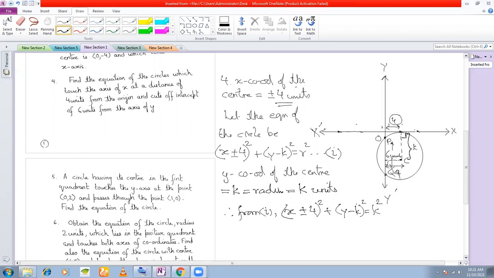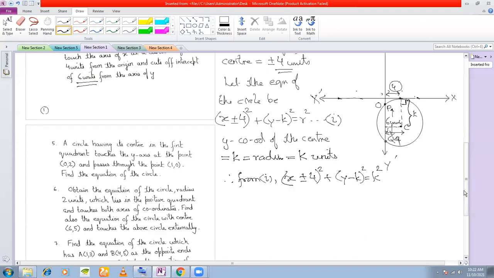Now in order to determine the value of k, we shall use the fact that it cuts off an intercept of 6 units from the axis of y. So in the axis of y, it is cutting an intercept of 6 units. And how do you get the y-intercept of a circle? By putting x is equal to 0. We have already got the equation of the circle here. So now in this equation, you put x is equal to 0.